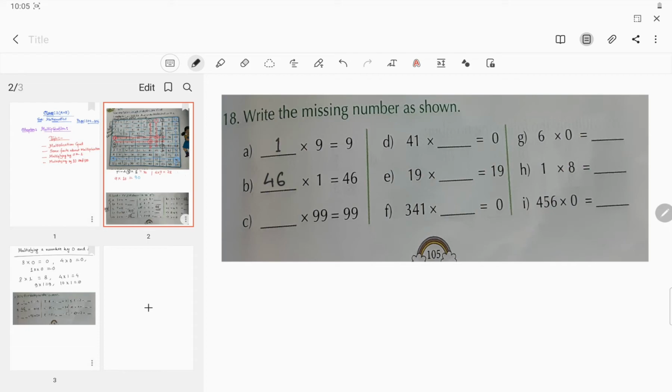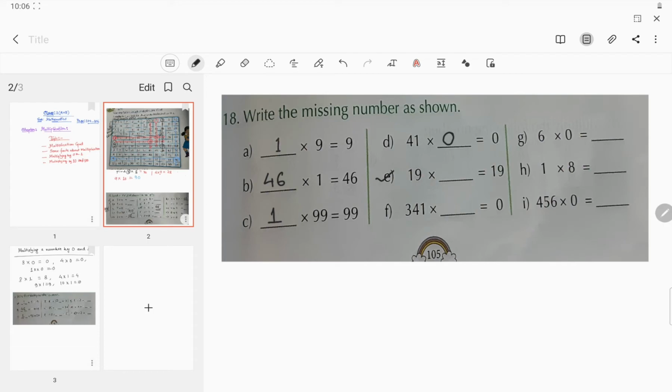Similarly, when we multiply 1 by any number, you also get the number itself. That is the problem in question number C. So in the space it will be 1. Question number D. 41 cross dash equal to 0. I told you, when you multiply a number by 0, you will get 0. So in this dash it will be 0.